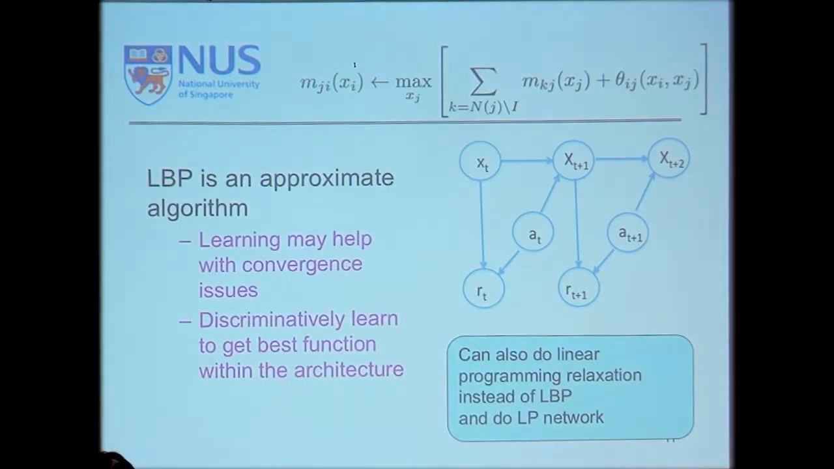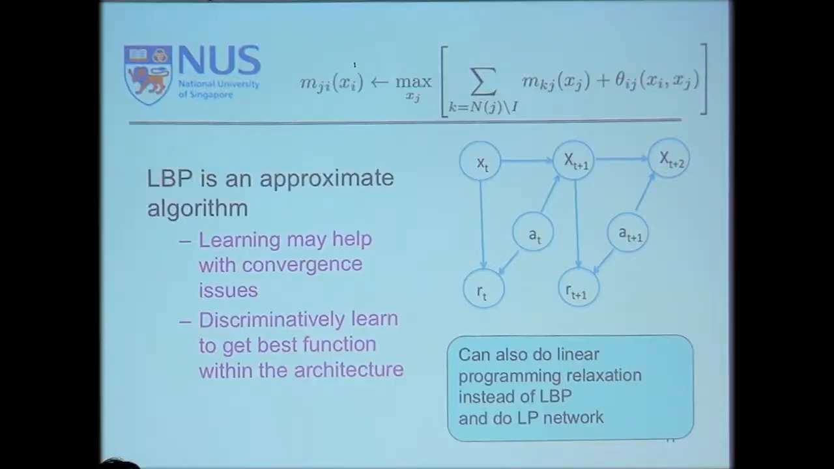Why might that be helpful? I'm thinking that these are all approximate algorithms, so it should help with things like convergence issues. And if it doesn't do well enough, since I have a neural network, I'm free to add more capacity to the network to help the algorithm. So hopefully it might help with convergence issues. And we are training discriminatively, so hopefully it helps in issues like the QMDP net issues, where our approximate algorithm gets it wrong in certain places.